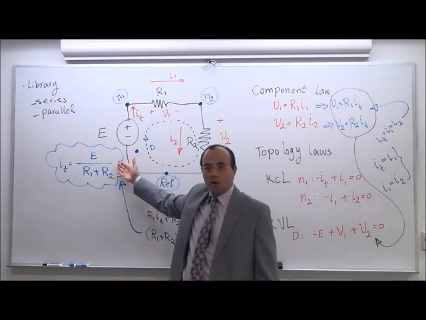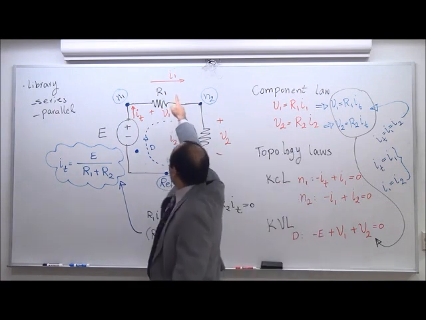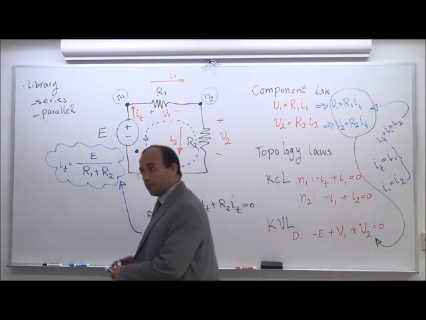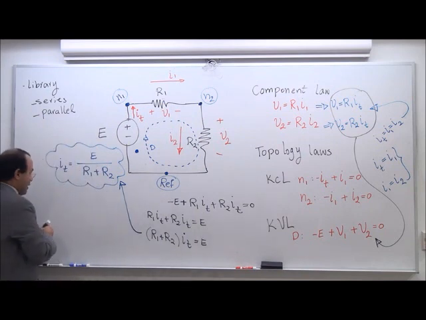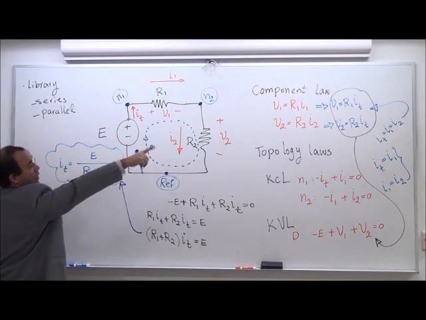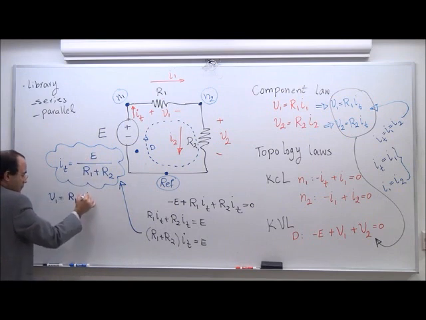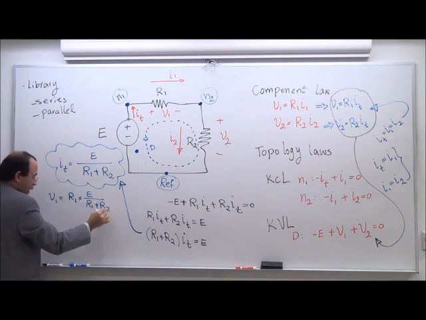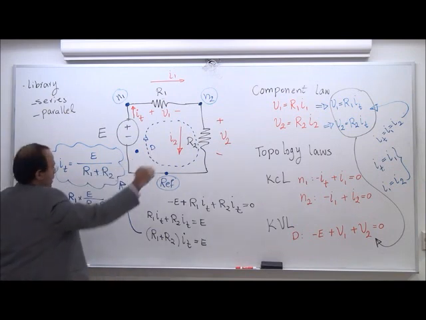Three unknowns are gone. What are the left unknowns you need to find? You need to find V1 and you need to find V2. Let's find them. That's the job of a mathematician. So V1 is equal to R1 IT. Now V2 is equal to R2 IT.